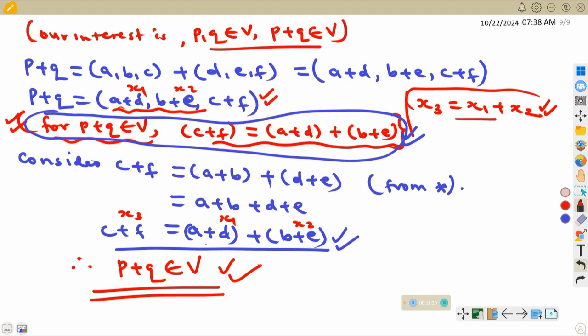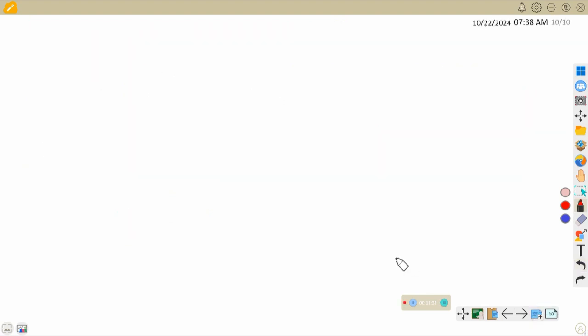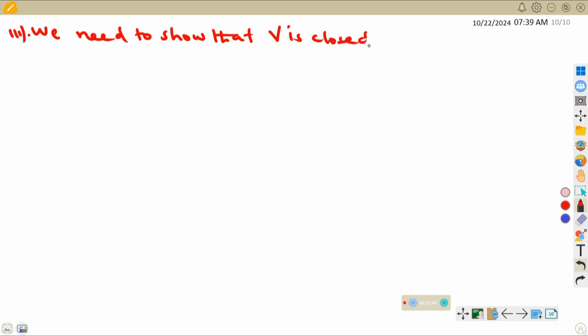Let us look at the last condition. For the last condition, condition number 3, we need to show that V is closed under scalar multiplication.